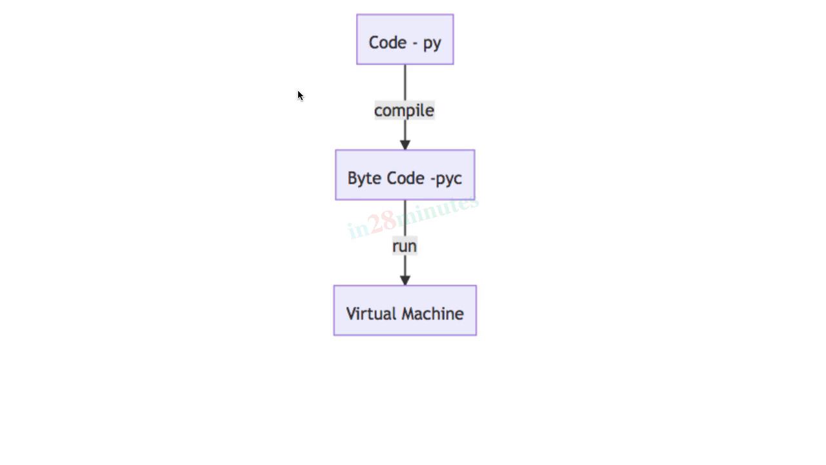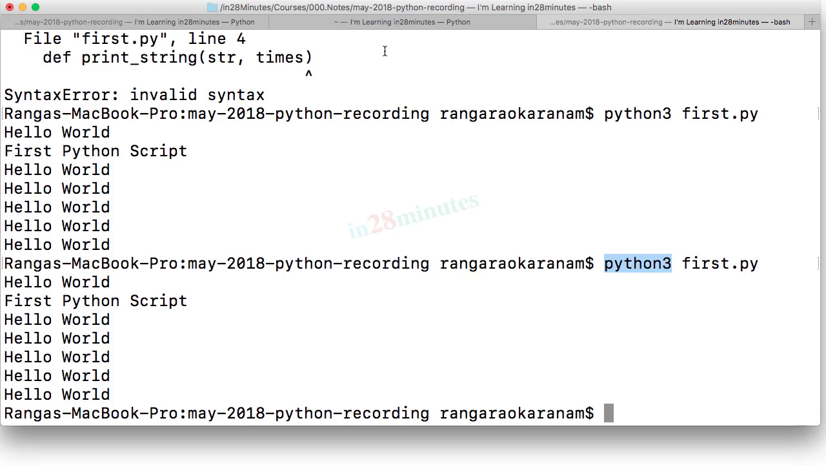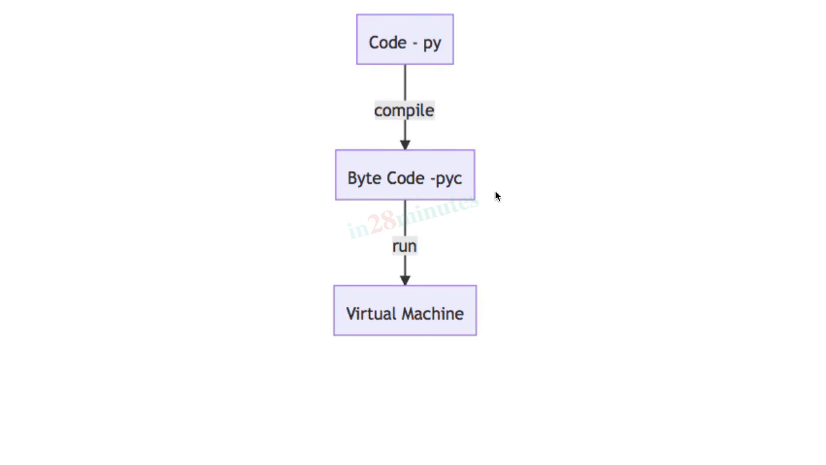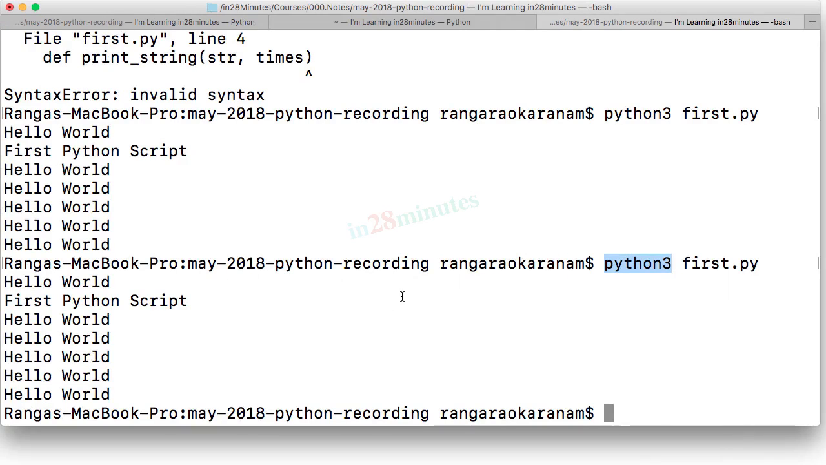Whatever is happening is you are writing Python code, and when you run the command python3 first.py, or the specific command that you are using, both the compilation and running happen. An intermediate format called bytecode is created, which is not really standardized in Python, and after that the bytecode is executed in a Python virtual machine. After that, you see the output in here.